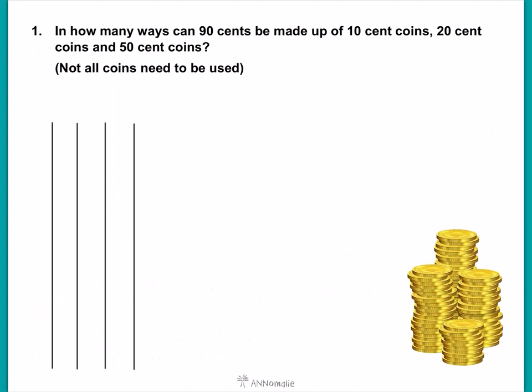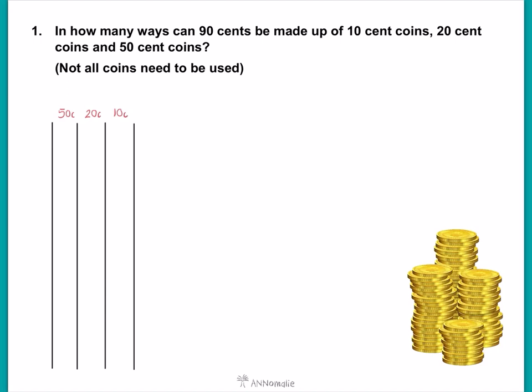Here we have a very simple counting problem. In how many ways can 90 cents be made up of 10-cent coins, 20-cent coins, and 50-cent coins? So we've got 50-cent coins and 20-cent coins and 10-cent coins.